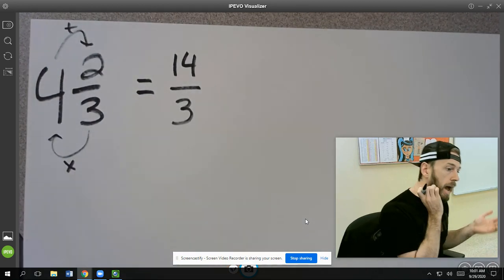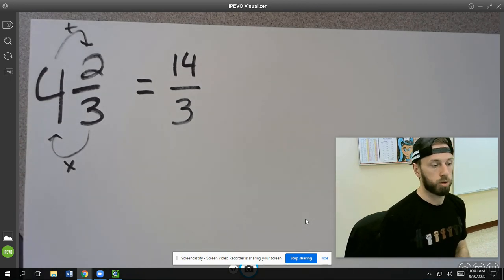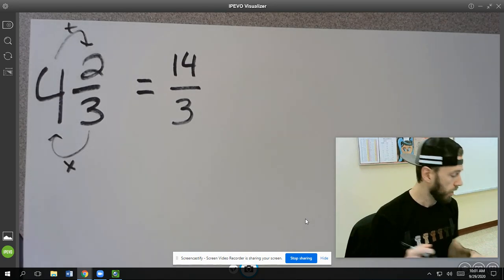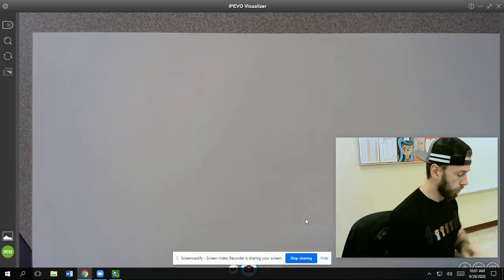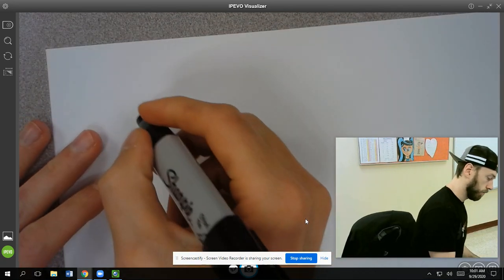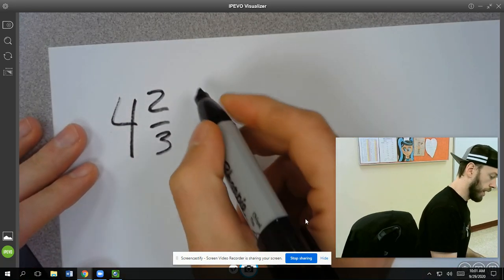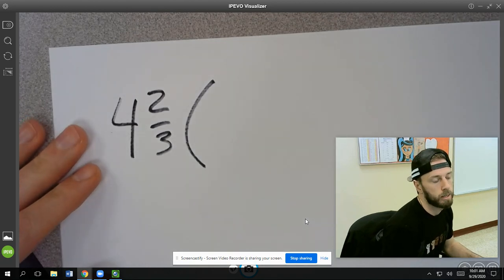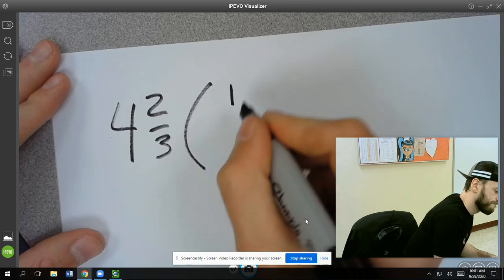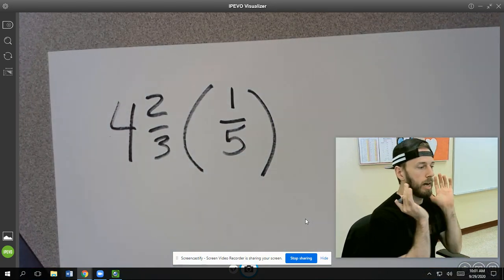But now that we have it as an improper fraction, the whole purpose is to get it there so now we can multiply, because multiplying fractions is nice, so all you have to do is multiply across the top and across the bottom. So let's take a look at an example where we would have to do this. Let's say we're multiplying, let's use 4 and 2/3 again, and we're going to multiply that by, let's say, 1/5. So 4 and 2/3 times 1/5.